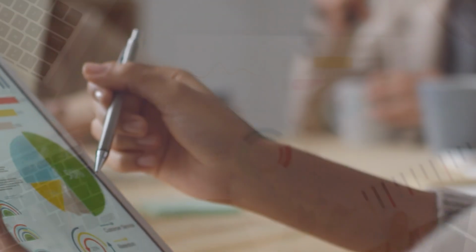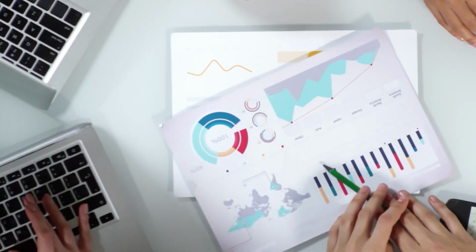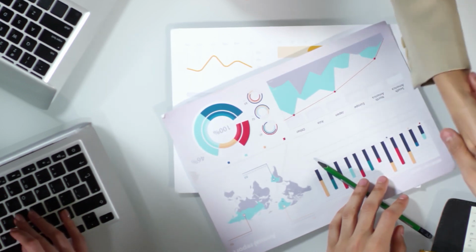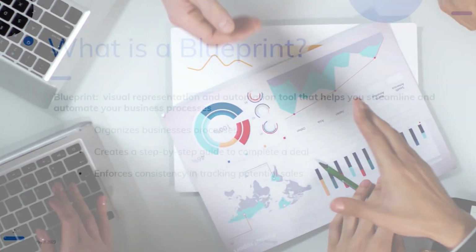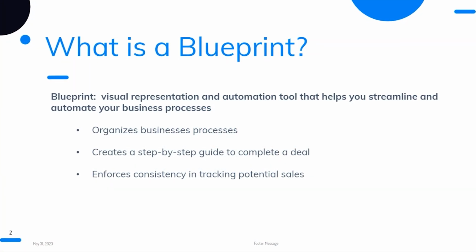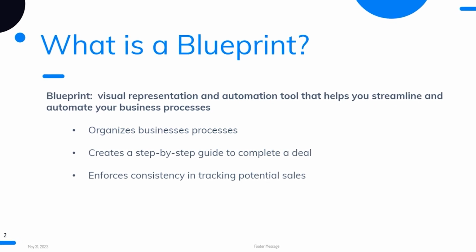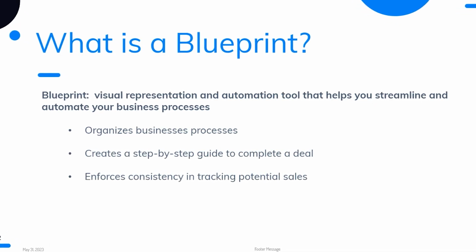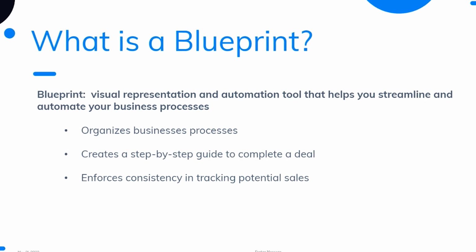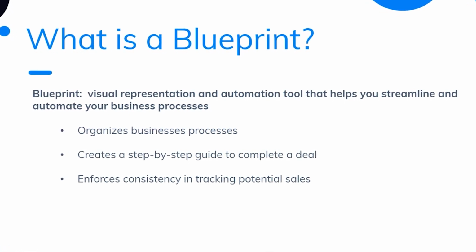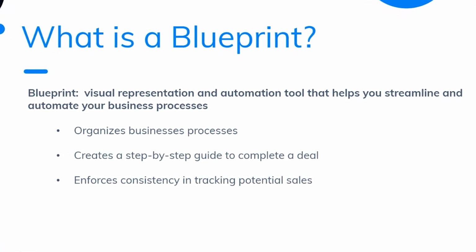By defining specific stages and actions within your blueprint, you eliminate confusion and reduce the chances of critical steps being missed. Automation of routine tasks and actions increase efficiency, allowing your team to focus on building relationships and closing deals. Overall, blueprints streamline operations, enhance productivity, and provide a structured approach to achieving sales success.